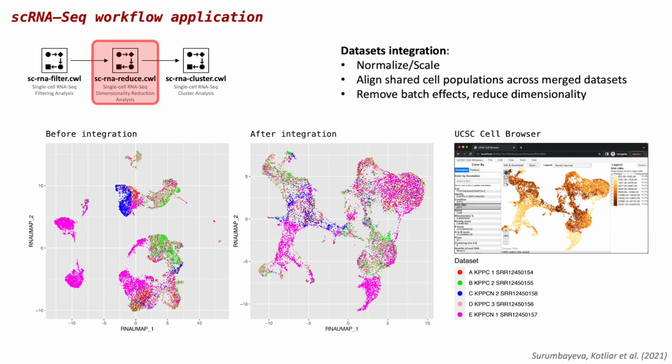Two plots shown here display UMAP before and after running datasets integration. The main idea of this step was to make cells that have similar gene expression profiles appear in the same area on UMAP even if they came from different datasets. That's a required step for proper cell type identification. On the right side of the slide we can see interactive visualization based on the UCSC Cell Browser. It can be used for assessment of integration results.